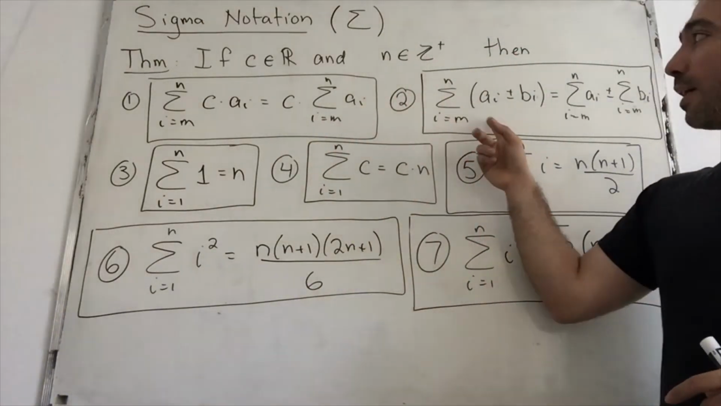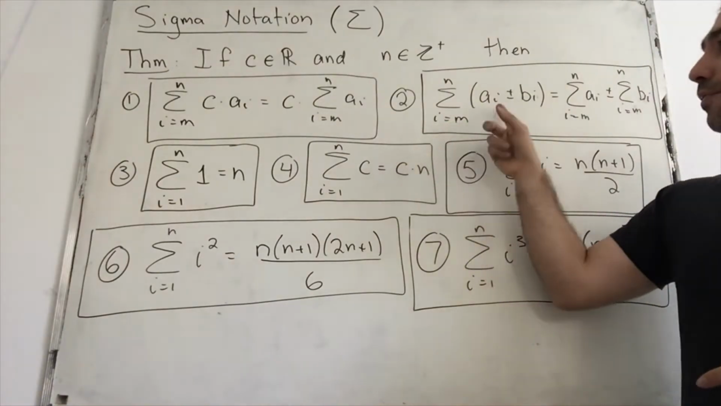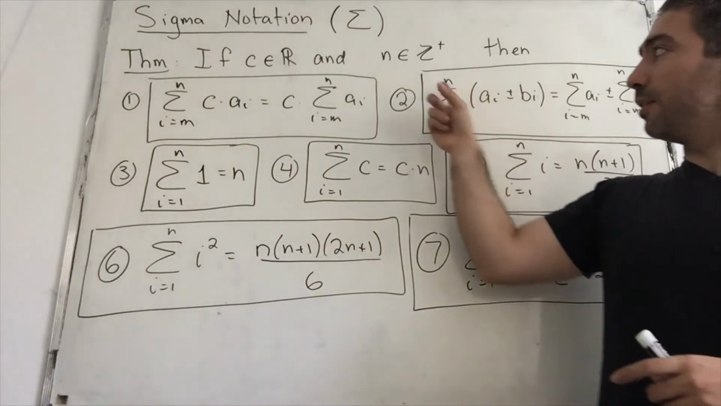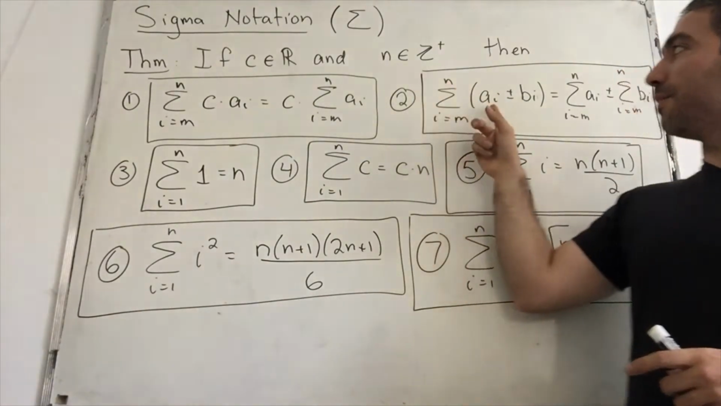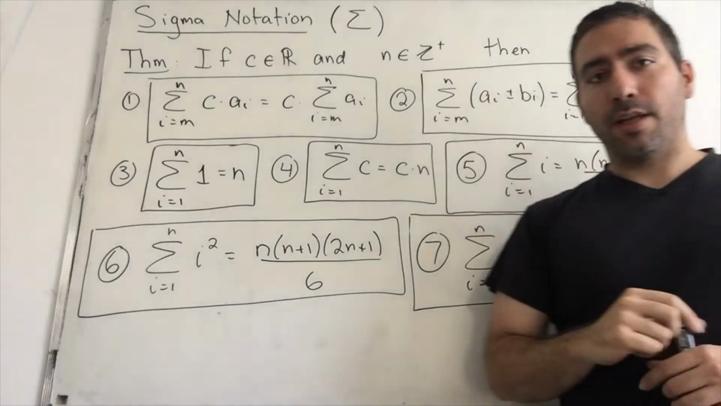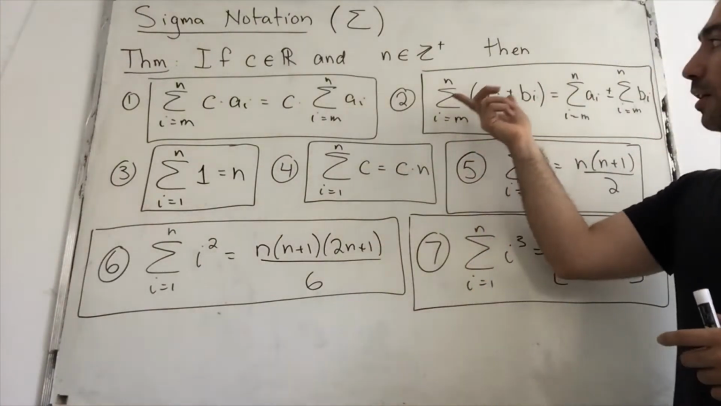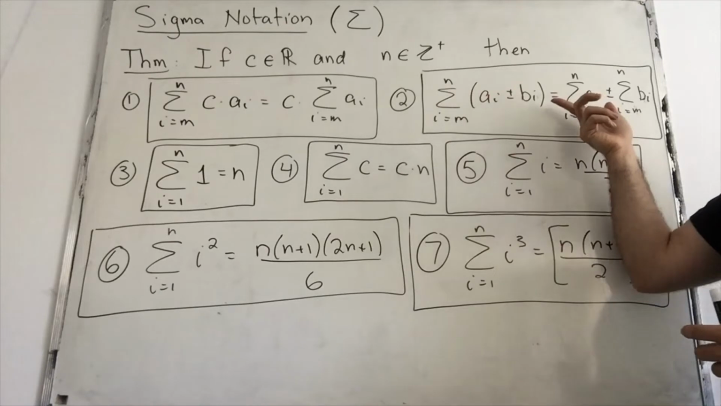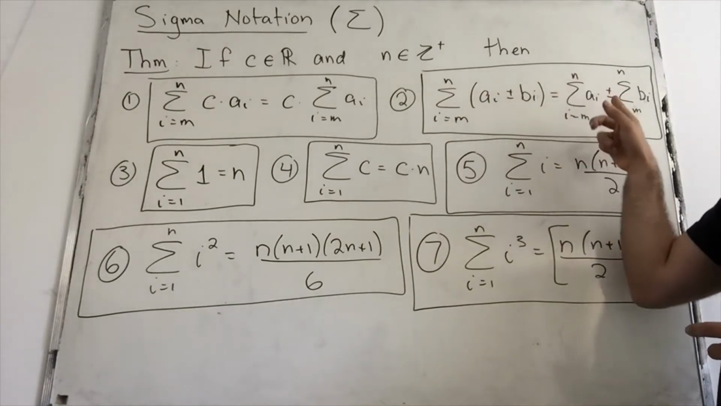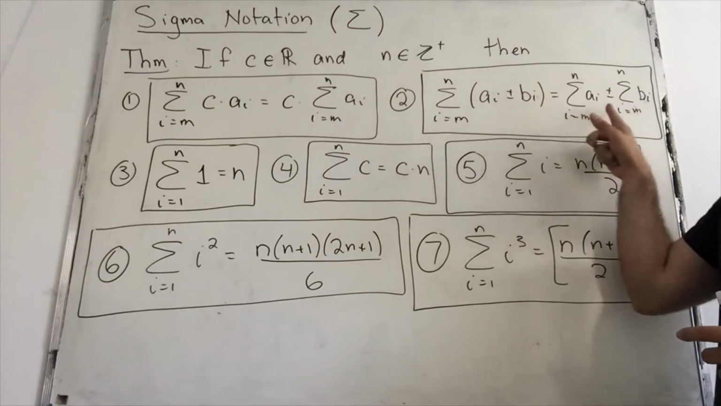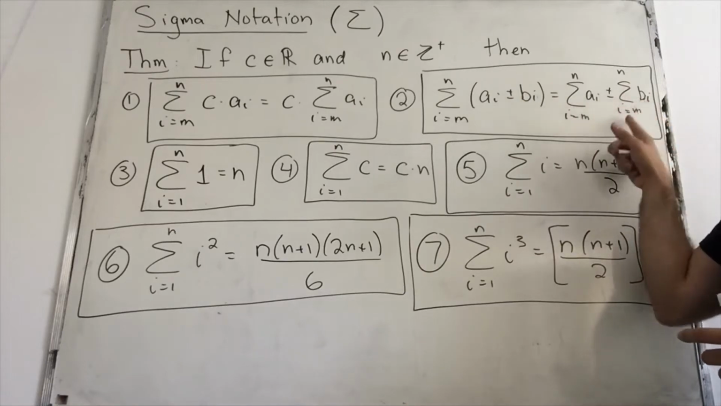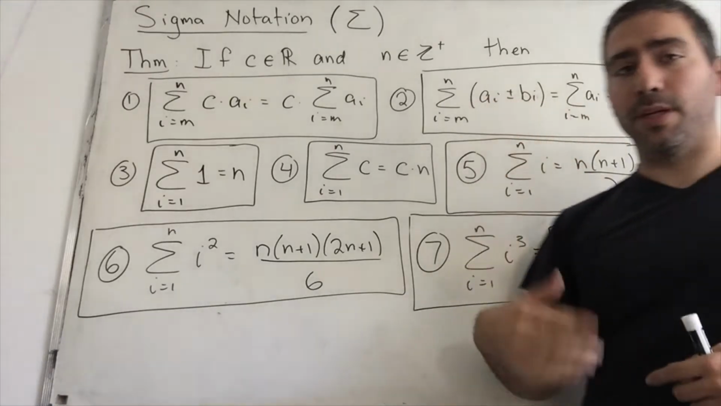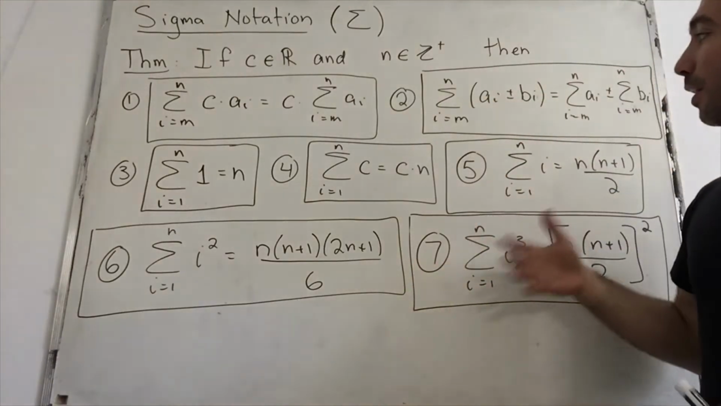The next property is that if you have a sum of two terms which are being added or subtracted, so the sum from m to n of a_i plus or minus b_i, then you could express them individually. So you could take the sum of a_i from m to n and add or subtract, depending on the case, the other sum of b_i. Okay, so you could take the sum of each term individually. That's what that's telling us.